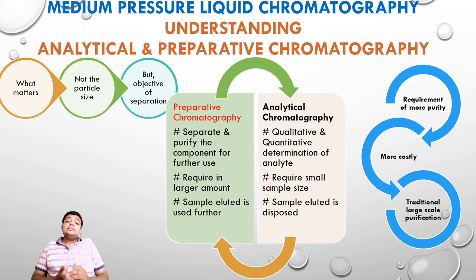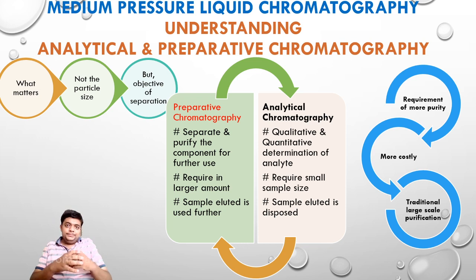Now, let us understand what analytical as well as preparative chromatography is. See, be very clear. The thing that matters is not the particle size, but the objective of separation. If you go back to one of my initial lectures on basics in chromatography, which we even had as a pre-course lecture in this series, I have very clearly mentioned that on the basis of the objective of separation, there are two objectives. One is preparative separation, one is analytical separation. Over here, I am just going to justify today what analytical chromatography is and what preparative chromatography is.